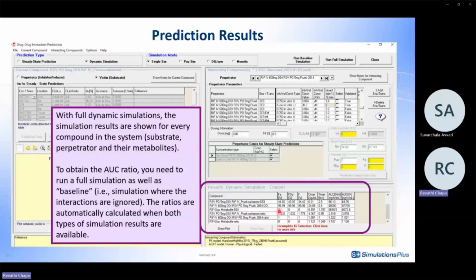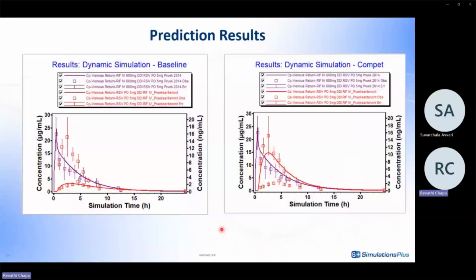You can get the values for the baseline and the DDI, and GastroPlus also gives you the ratios based on the DDI upon baseline. So you can see that ratios are calculated here. Then you can also see the plots. For example, on your left-hand side is a baseline simulation where the compounds rosuvastatin and rifampicin are administered, but there is no interaction.